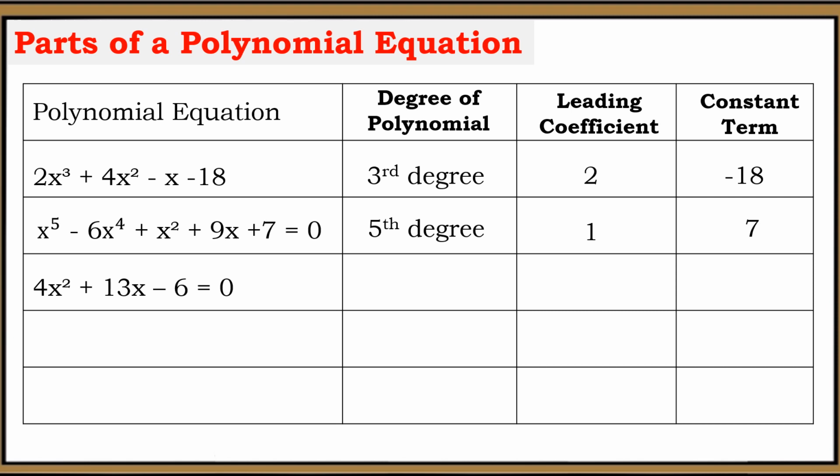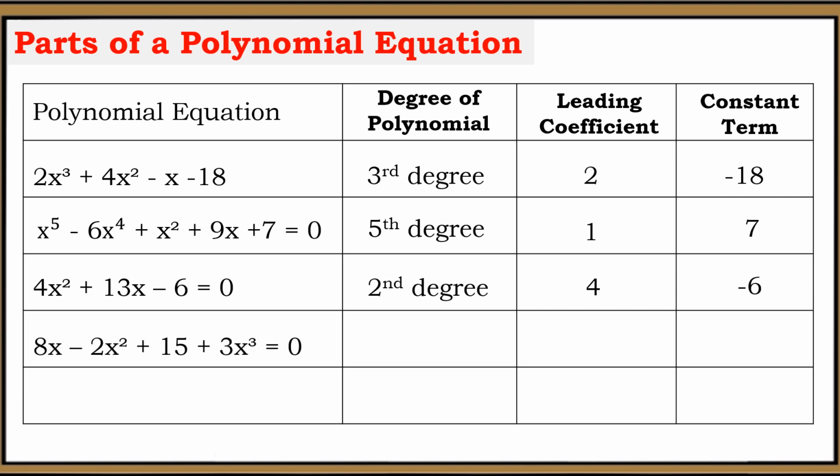Next, 4x squared plus 13x minus 6 is equal to 0. So, the degree of the polynomial, ang pinakamataas na exponent ay 2. So, this polynomial is of the second degree or this polynomial has a degree of 2. The leading coefficient, yung numerical coefficient ng x squared ay 4. So, the leading coefficient is 4. The constant term is negative 6. Huwag mo ilalagay ang 6 kasi yung constant term, meron siyang sign na negative. So, the constant term is negative 6.